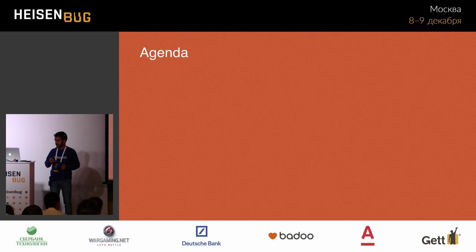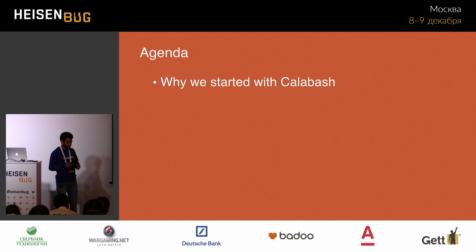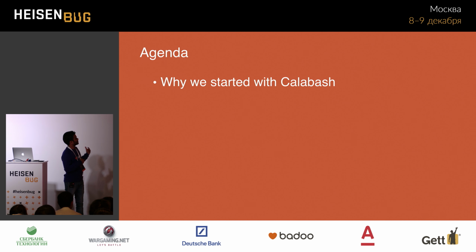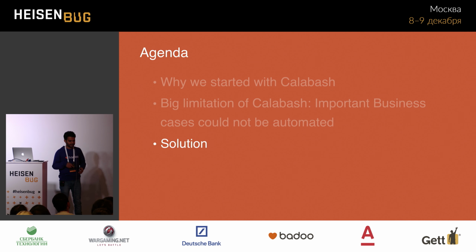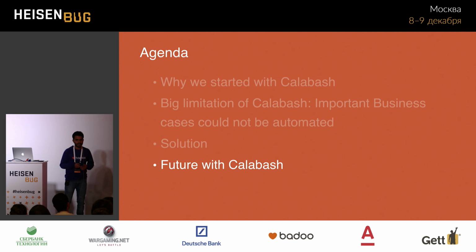And this is going to be the agenda of today's talk. I'll talk about why we started with Calabash. There's only one person who is new, I know, that is using Calabash. So it's not very popular, but why we started it. And then I'll talk about why people are running away from Calabash, one of the big limitations of Calabash, and the solution. I'll talk about how we solved that problem. And I'll also speak a bit about our future with Calabash.